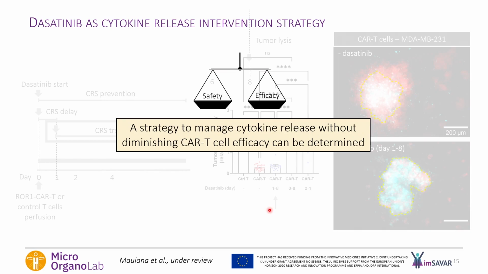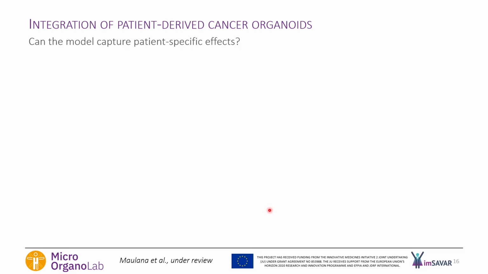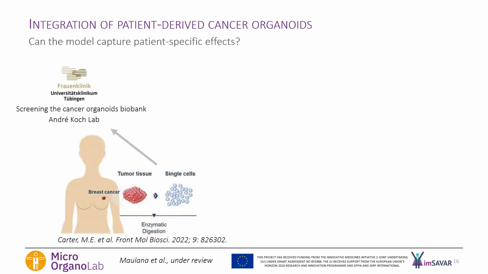But in reality, the tumor is heterogeneous, right? So the next thing that we tested is whether or not the model can capture patient-specific effects. What we are interested in answering here is whether or not the relative ROR1 expression level actually impacts the T cell infiltration and cytokine response. So the strategy here is that we screen the cancer organoid biobank from the Women's Hospital at the University of Tübingen.